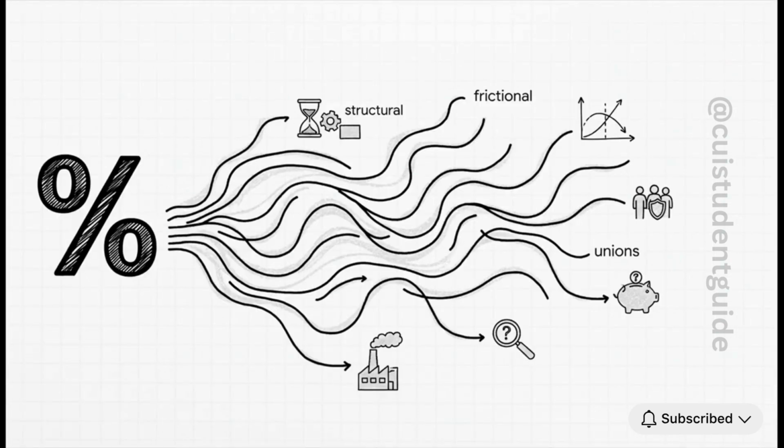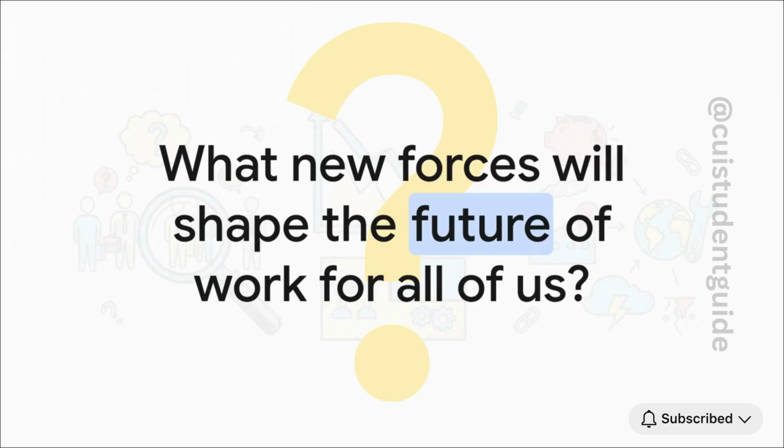So the big takeaway here is that we've gone from one simple number to a whole web of complex forces. The goal isn't some fantasy of zero unemployment. It's about understanding that a certain natural rate is normal. The real work is in figuring out how to tackle the forces, especially the structural ones, that keep people from finding good, meaningful jobs. And that leaves us with a huge question for the future.